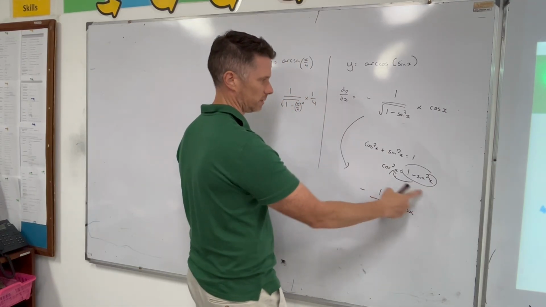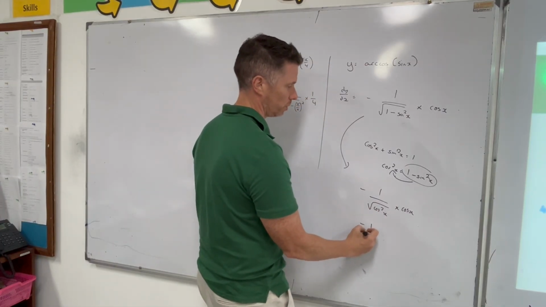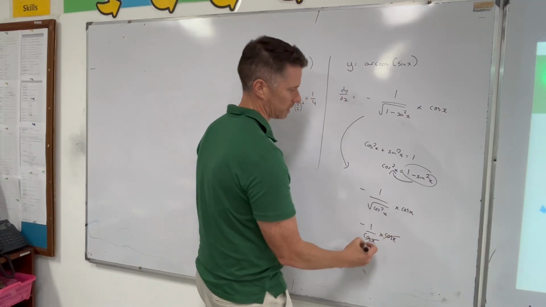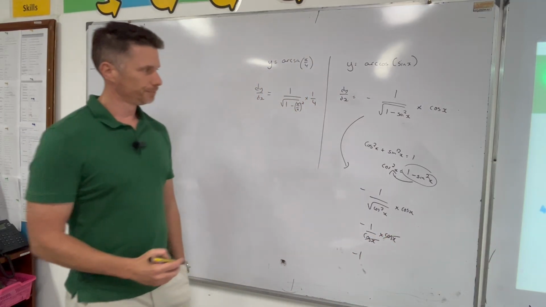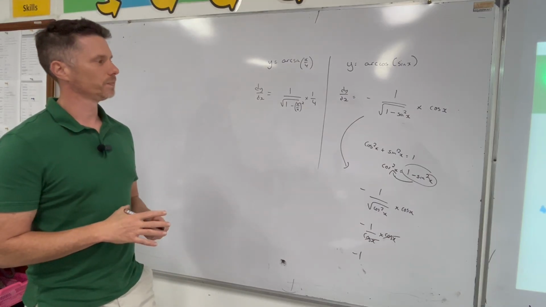So I've seen that is equal to that. The square root of cos squared is just cosine. That's 1 over cosine x times cosine x. So they cancel, and just minus 1. So that's quite nice. Nice indeed. Okay, so we're moving on.